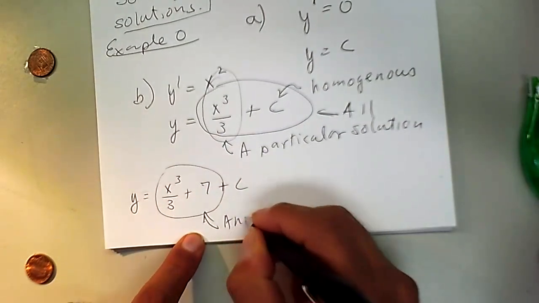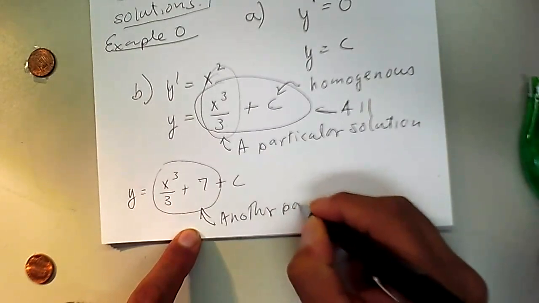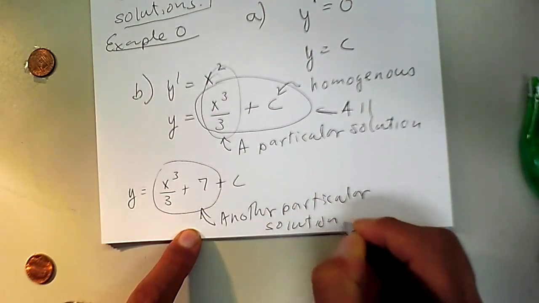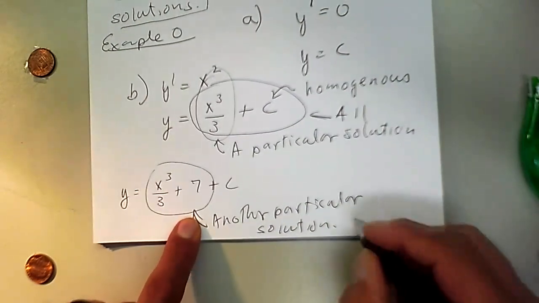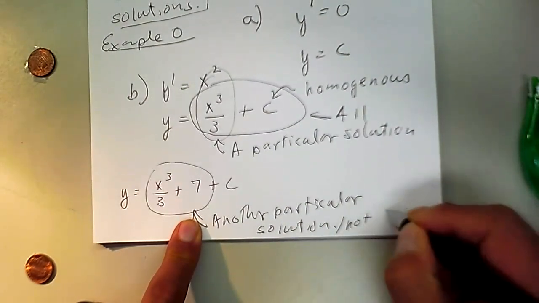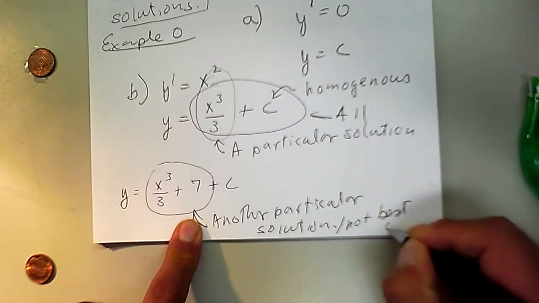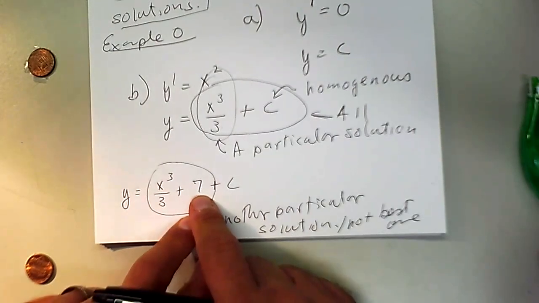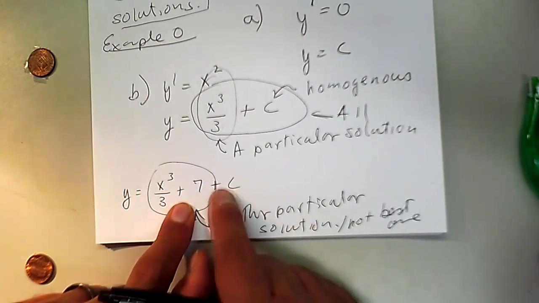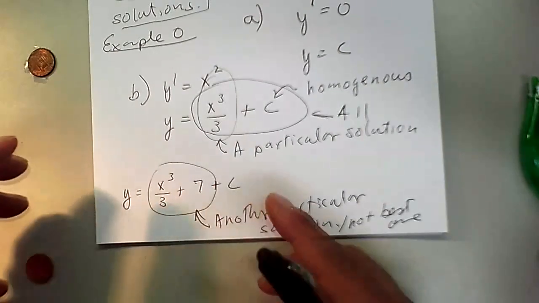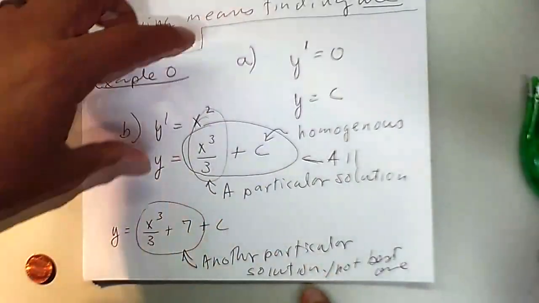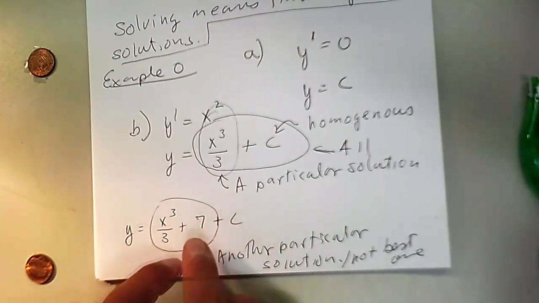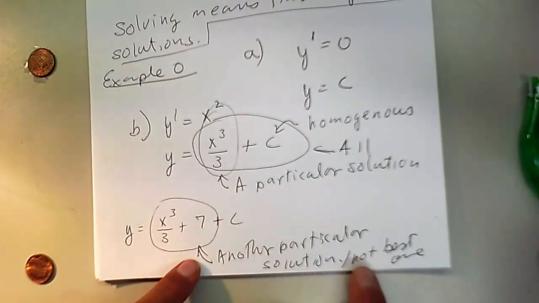This is another particular solution, but it is not the best one because it is unnecessarily bigger or complicated. I know this is a small complication, but if the problem had more things in it, then this could cause more complications and unnecessary things that we don't need. So that's why this is not the best.